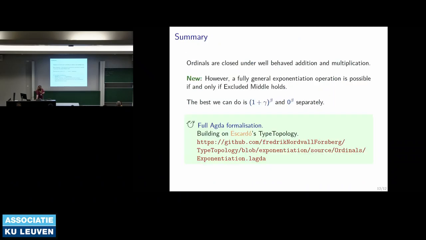So to summarize, it's well known that ordinals are closed and well behaved under addition and multiplication. And you could think that this should extend to exponentiation, but it doesn't unless you have excluded middle. So the best we can do is doing these 2 cases separately. And you can look at our quite messy work in progress formalization where we have proved all of these things in Agda. I would like to clean up the exposition a little bit, but all the proofs are there. Right. Thank you for your attention.